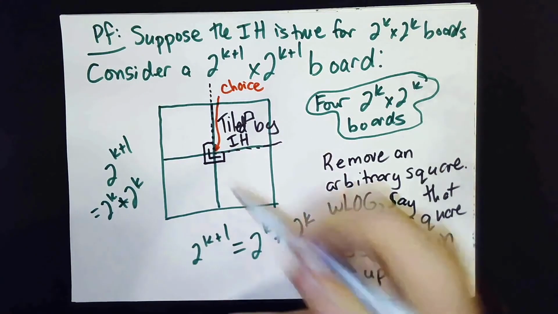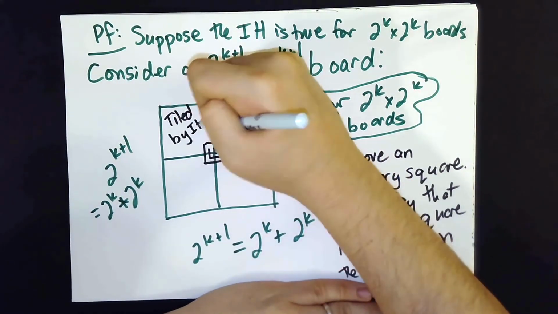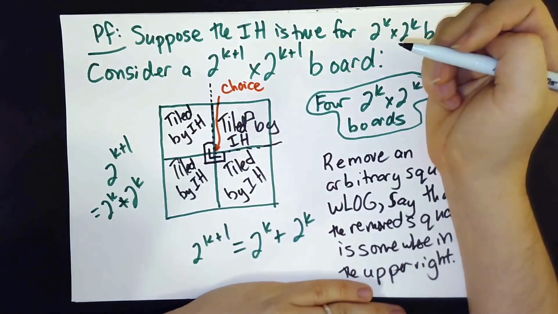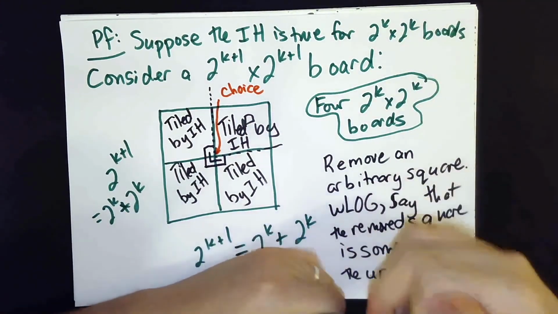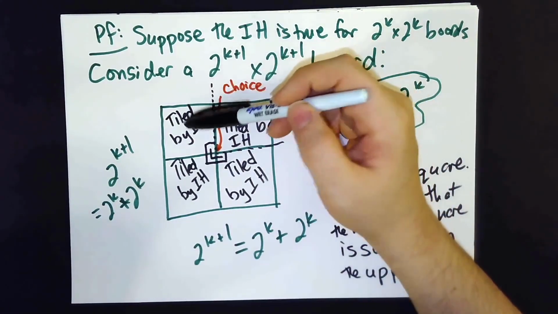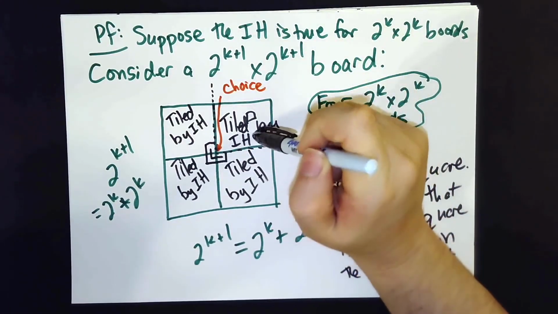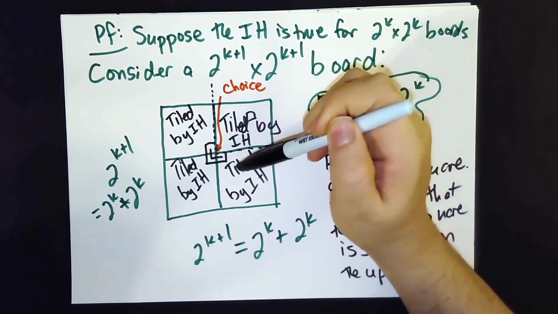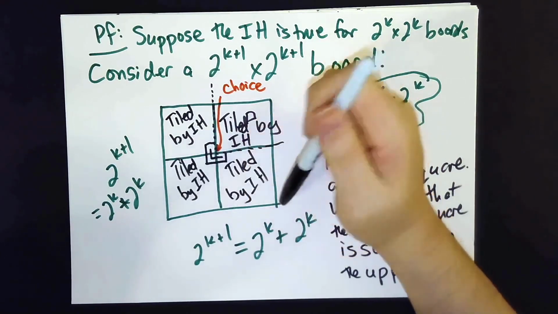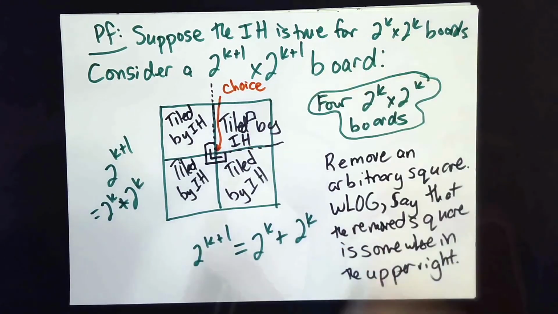And once I've done that, this board, and this board all get tiled by the inductive hypothesis. And so then, as soon as I realize that if I've tiled each of these 4 boards separately, that means I've tiled them collectively, we've actually proven what we wanted, which is that this 2 to the k plus 1 by 2 to the k plus 1 board in its entirety can be tiled by these bent triaminos.